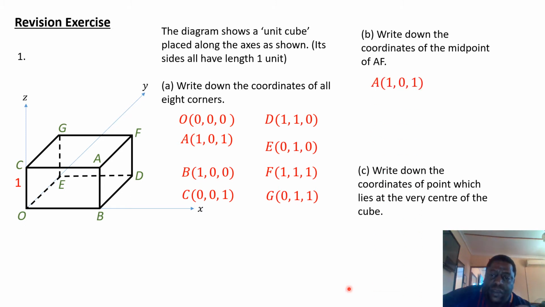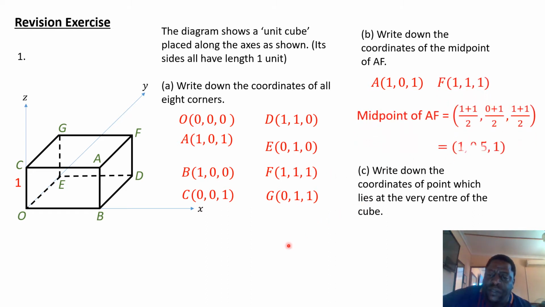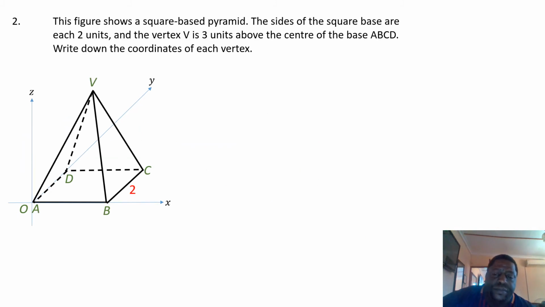This is what you have. And then B, the coordinate midpoint of AF, so whatever A is and F is, just add the X's and the Y's and the Z's together, or the Z points, and divide that by 2. And you should be able to get this answer here, 1, comma, a half, comma, 1. Coordinates of the point which lies at the very center of the cube. Well, that's very interesting. It's just going to be half everywhere, half in the X direction, half in the Y direction, half in the Z direction.